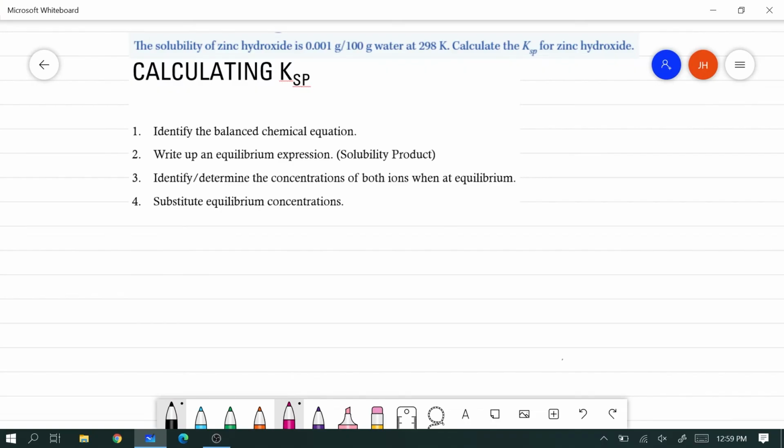Our first practice question for this video reads as follows. The solubility of zinc hydroxide is 0.001 grams per 100 grams of water at 298 degrees Kelvin. We're being asked to calculate the solubility product, or the KSP, for zinc hydroxide. Now, the first thing that we need to do is identify the balanced chemical equation.